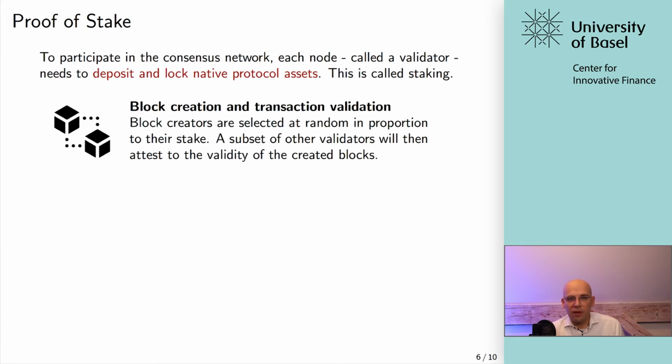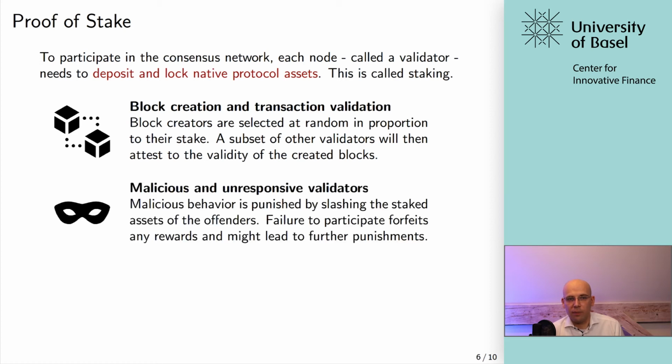Now, the way block creation and transaction validation work is that the block creators are selected at random in proportion to their stake. So the more native protocol assets you have locked up, the higher your probability of getting selected to propose a new block. A subset of the other validators will then attest to the validity of the created blocks. So similarly to proof of work, other people will be able to validate the transactions and the state. In this case, it's not everyone, it's really a subset. They get selected and they may also be rewarded for their attestation.